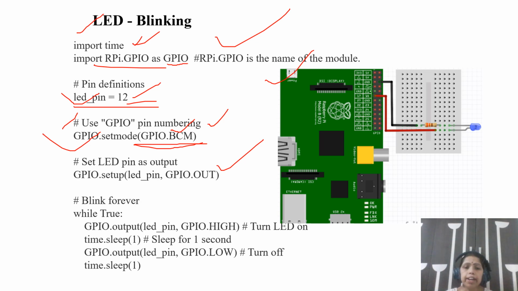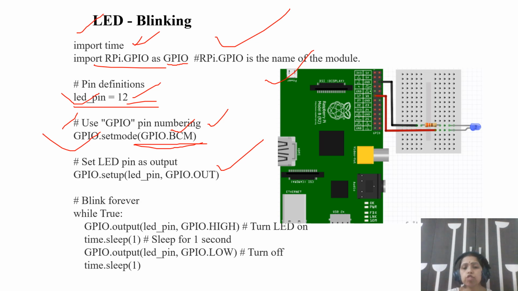So LED_PIN comma GPIO.HIGH. Then the logic high value should be sustained for some time. That's why time.sleep(1), it will be sustained for 1 second. Under time there are various functions, but to give the delay time, you have to call time.sleep. Okay, time.sleep(1).